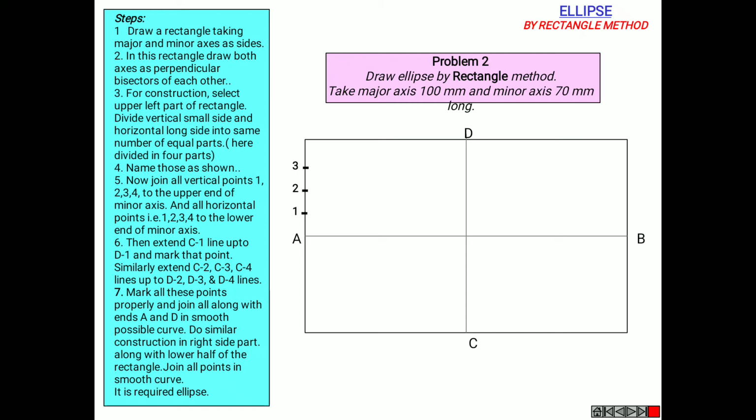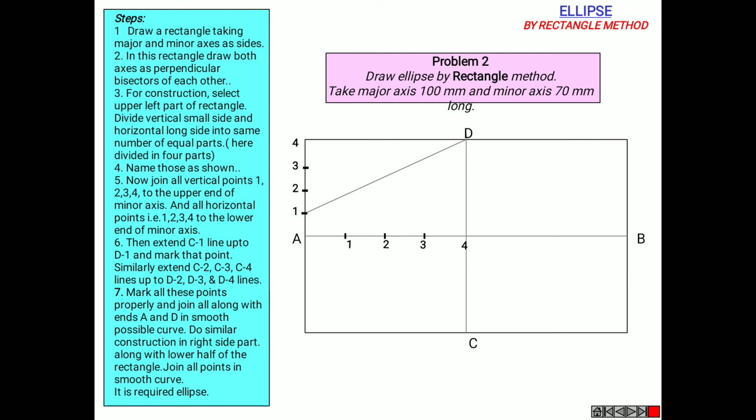Similarly the horizontal side, see 1, 2, 3, 4. So divide these lines into equal number of parts. We have seen in yesterday's class how to divide a line into a given equal number of parts. So in that procedure you can make a division of the line.